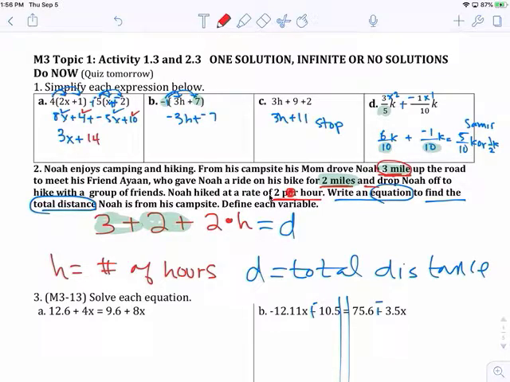Noah hiked at a rate of 2 miles per hour. "Per" means times, times the number of hours. Okay, equals 2. Write an equation. Equation has an equal sign. Find the total distance. So we're trying to find the total distance, so we gave it the letter D.